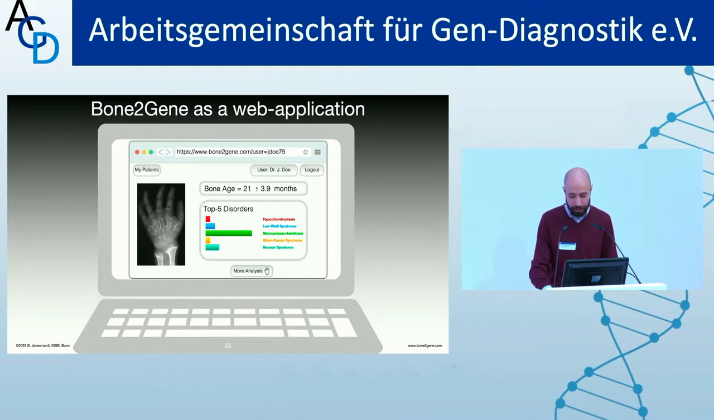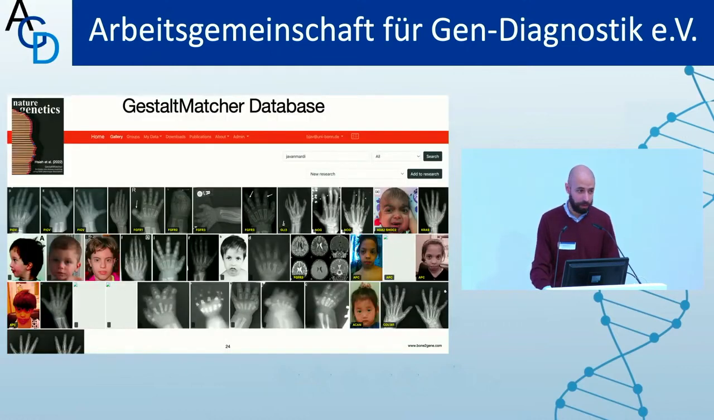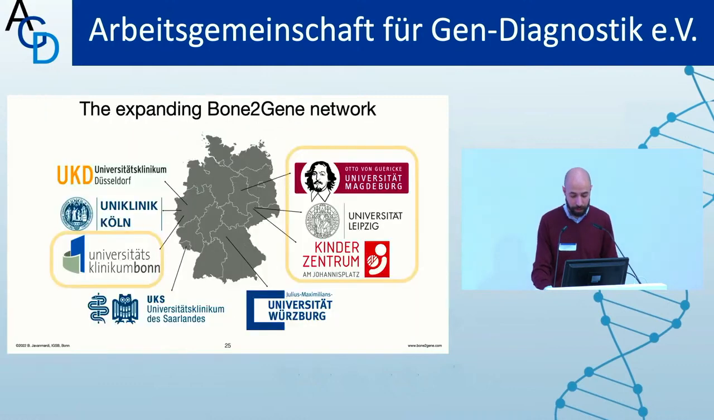You have heard about GestaltMatcher. We are also collecting hand X-rays from different publications in the GestaltMatcher database. You can contribute to that, but the bulk of our data comes directly from unpublished cases, and from this network that we have so far established in Germany. The data are from 4 of these centers in Leipzig, Magdeburg, and here in Bonn. And we are, of course, interested to expand this network to a larger number of centers and also outside of Germany as well.